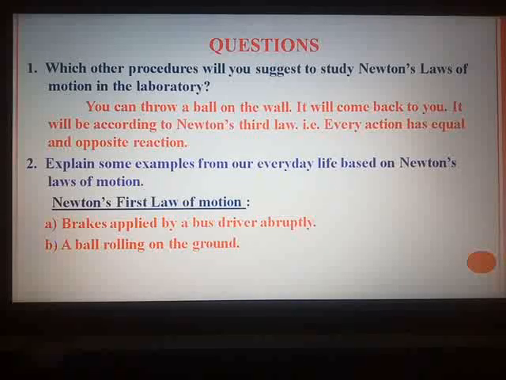For Newton's first law of motion, if you can just recollect, every object continues to be in its state of rest or of motion unless an external unbalanced force acts on it. So one example I have taken, an object which was moving, by applying brakes, it is brought to rest. And here also you can say the ball rolling on the ground will continue to roll unless and until you apply any force and stop it.